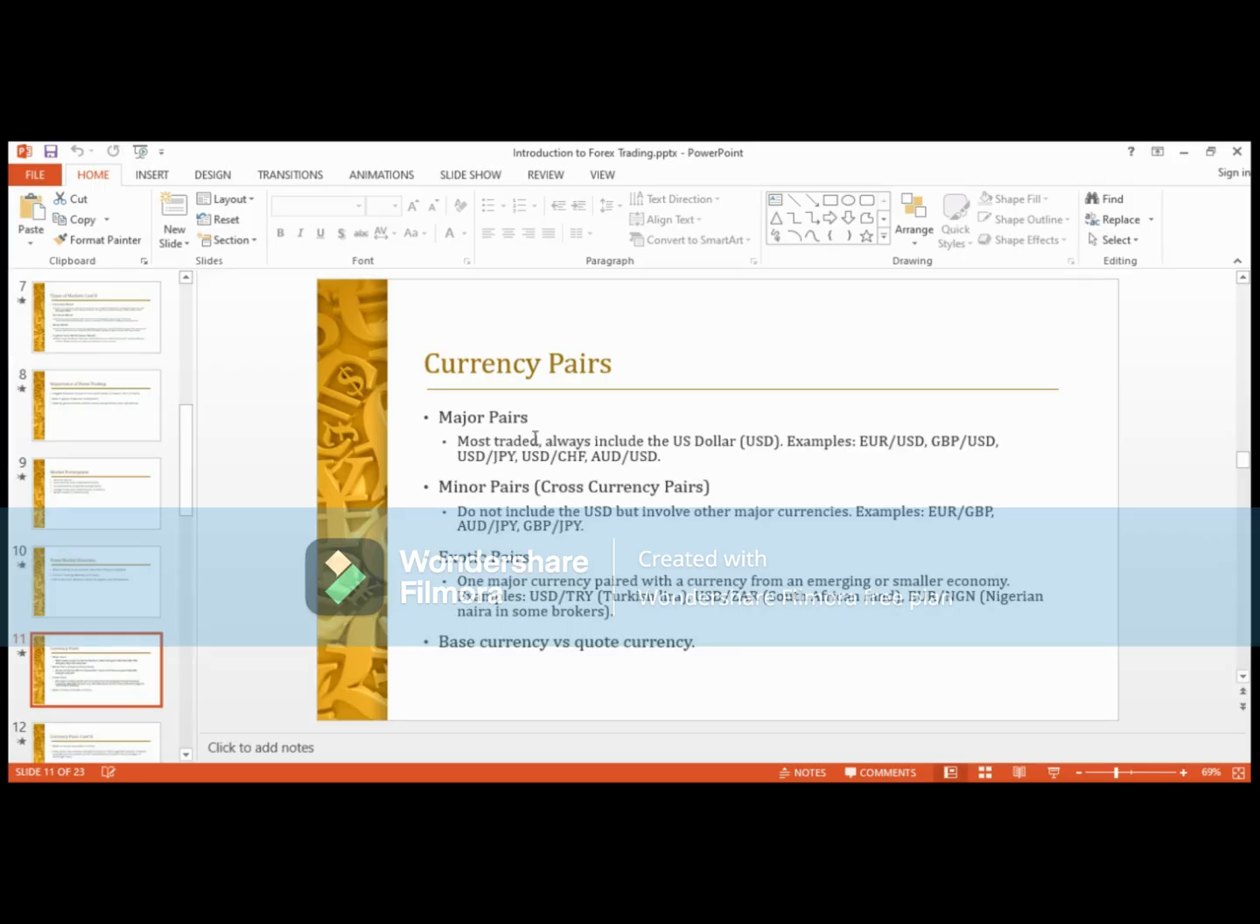We have the minor pairs, also called the cross currency pairs. These are pairs that do not include the USD but involve other major currencies, like the Euro GBP, the AUD GBP, the GBP JPY. These are cross currency pairs.